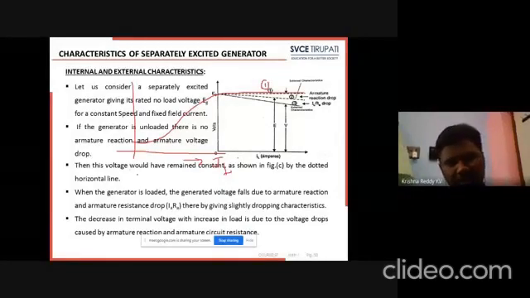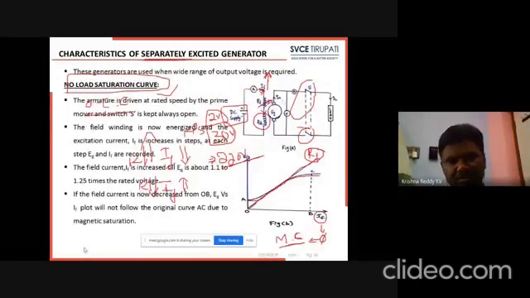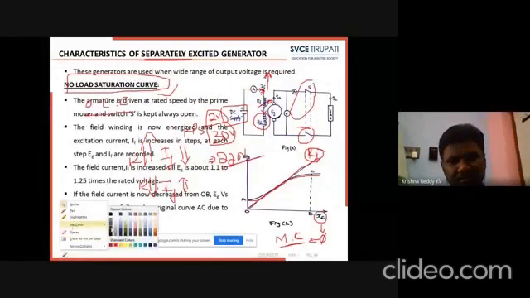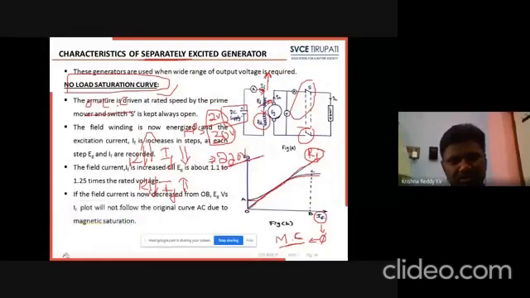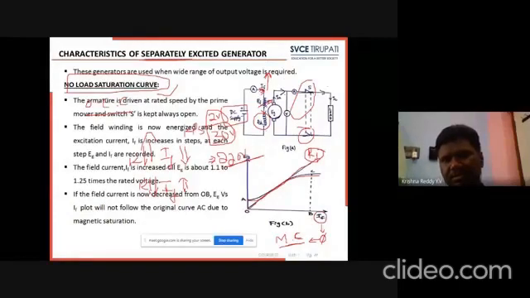But when the load is applied by closing this switch, we get the flow of armature current and load current, because these two are connected in series, so IA equals IA. When armature current flows in the winding, it produces a certain amount of armature flux.